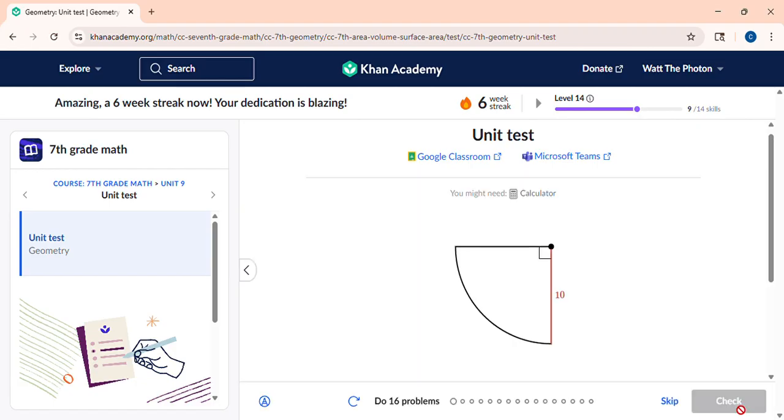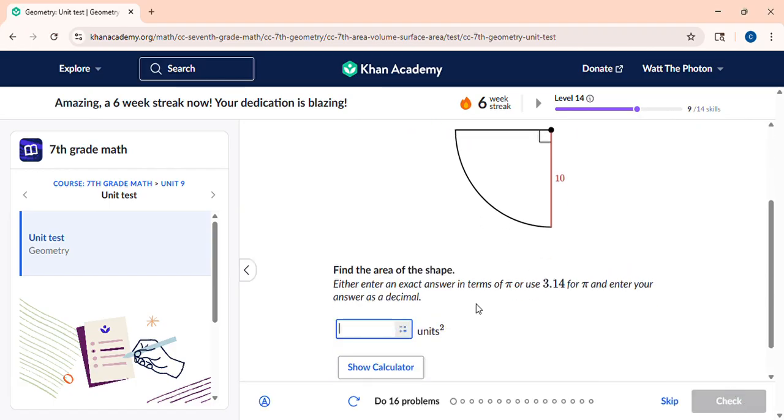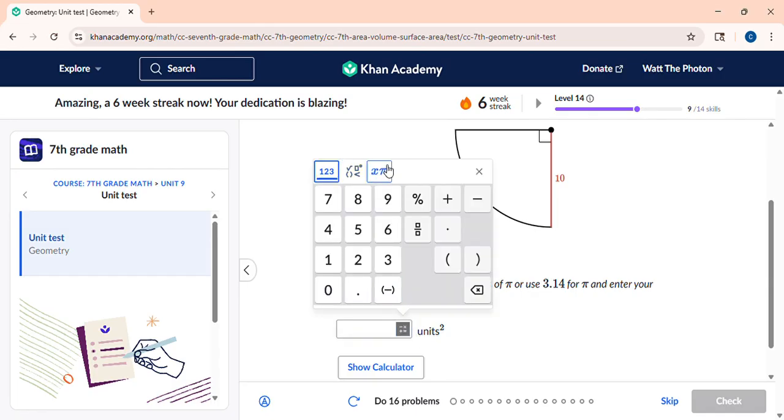Unit 9. Let's go. Last unit. Find the area. Okay, so the area for a circle is pi r squared. So r is equal to 10 in this case. So pi times 100 divided by 4, because it's a quarter of the circle. So pi 25 should be the area.